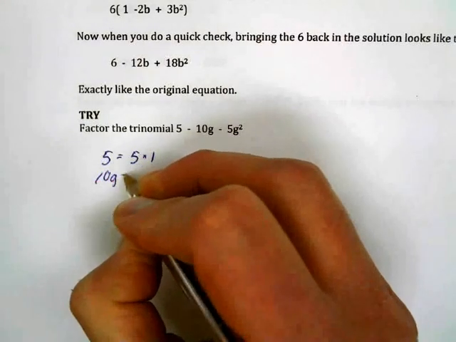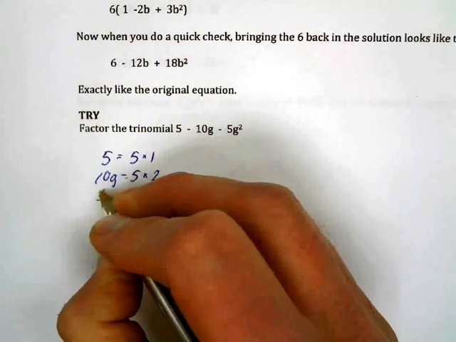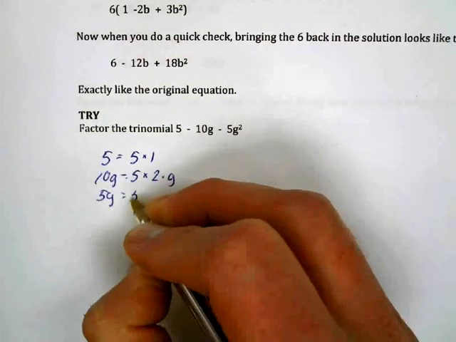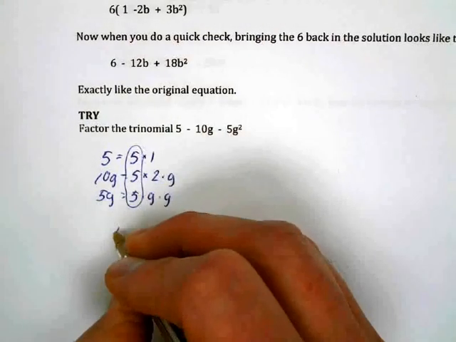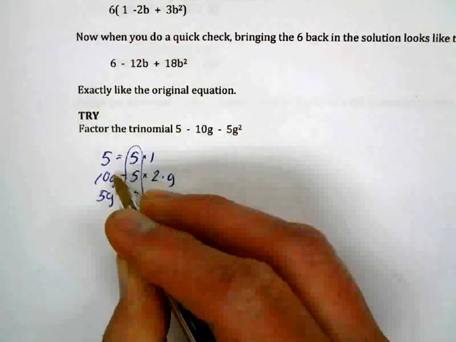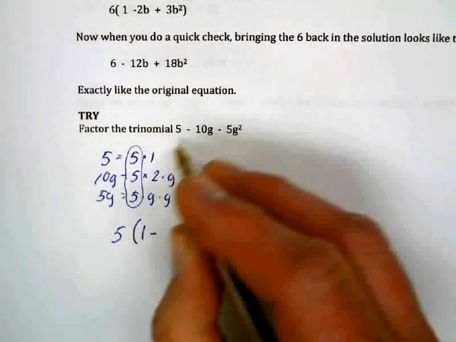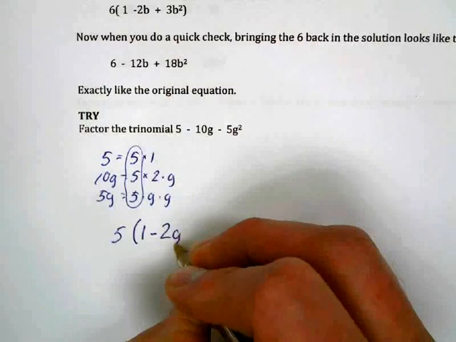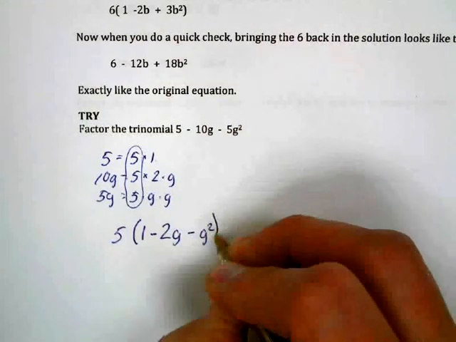So here, I can take 5 is equal to 5 times 1. 10g is equal to 5 times 2 times g. 5g squared is equal to 5 times g times g. They all have a 5, so I bring it out. What's left? A 1. Bring the negative sign back. What's left? 2g. Bring the minus sign in. What's left? g squared.